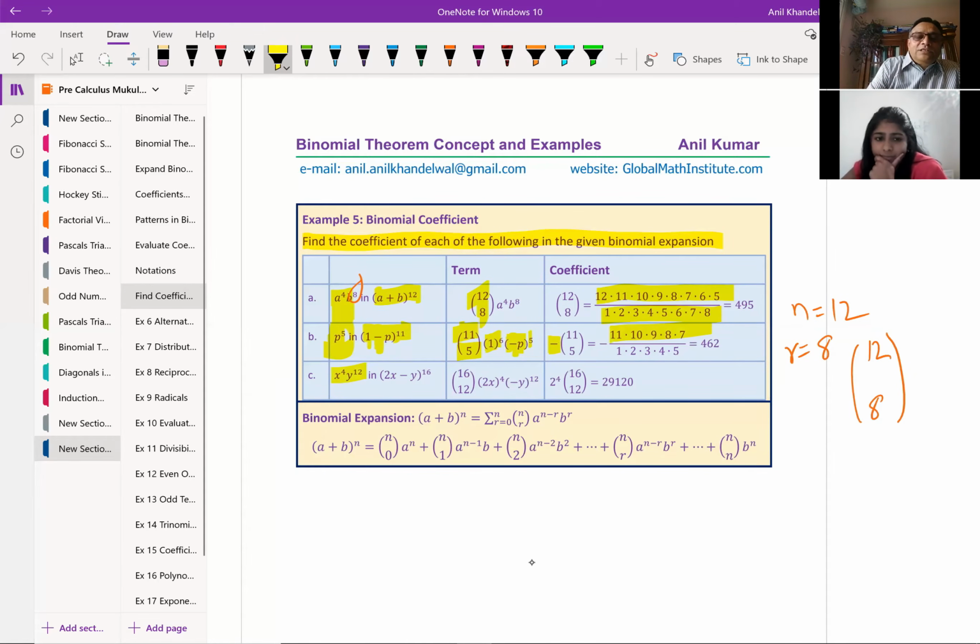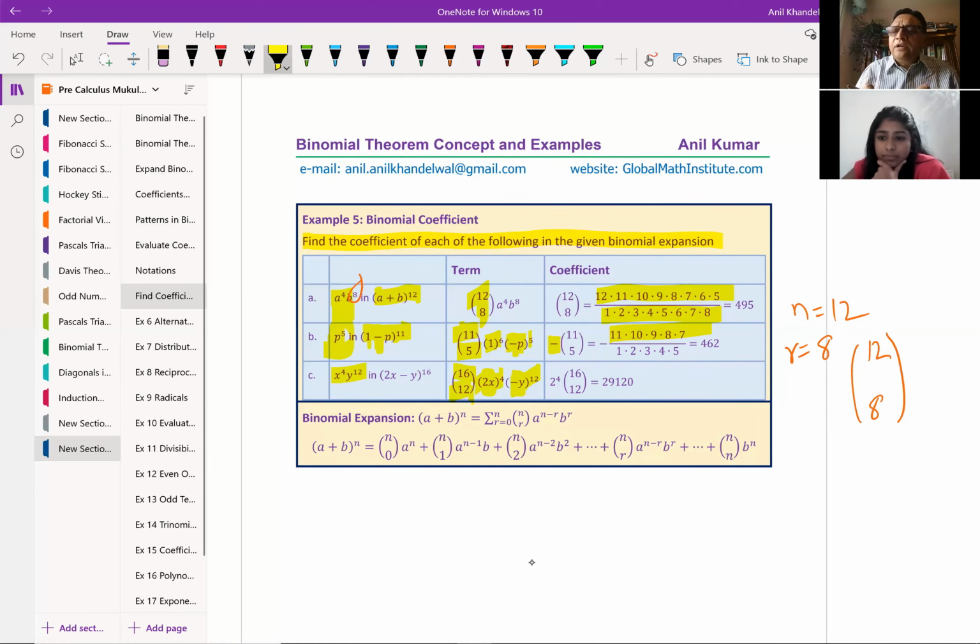Okay. Got it. Now do this one. x to the power of 4, y to the power of 12 in (2x minus y) to the power of 16. What will be the coefficient? So n equals 16, r equals 12. Perfect. Then you take minus y to the power of 12, and then multiplied by 2x to the power of 4, because 12 plus 4 is 16, or 16 minus 12 is 4. Either way.